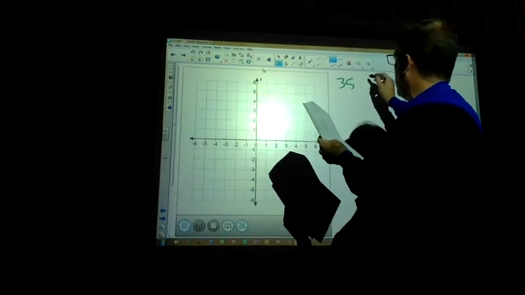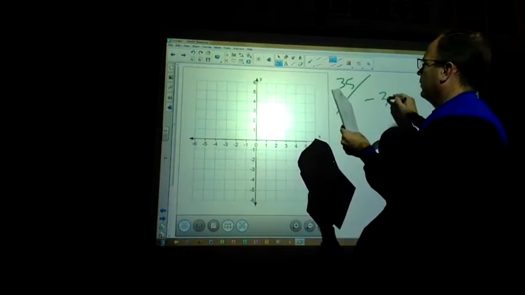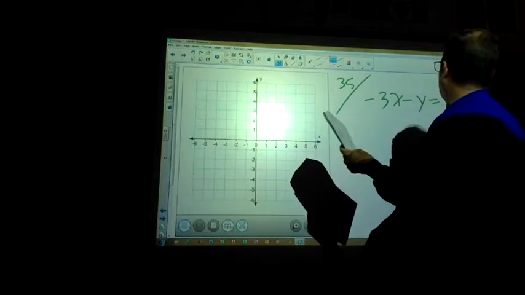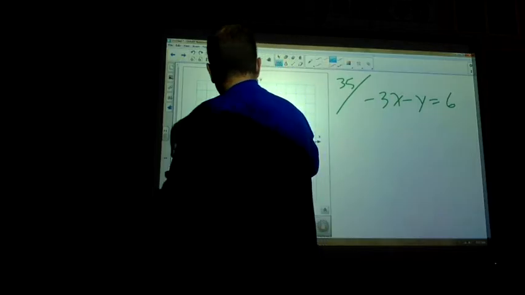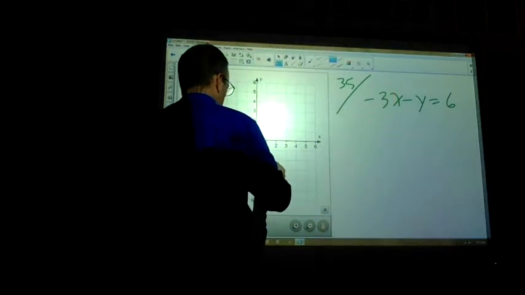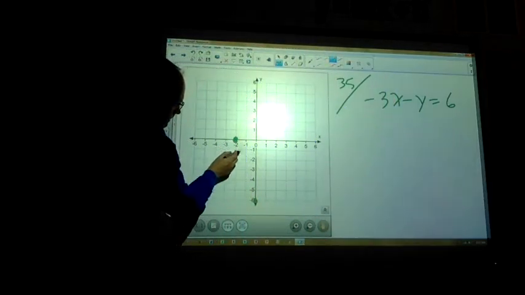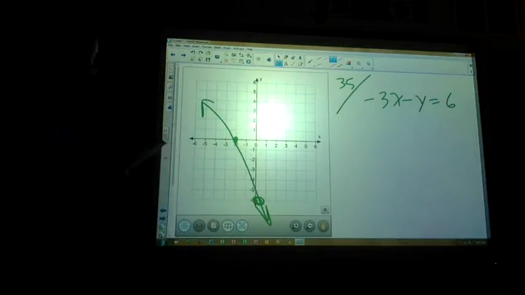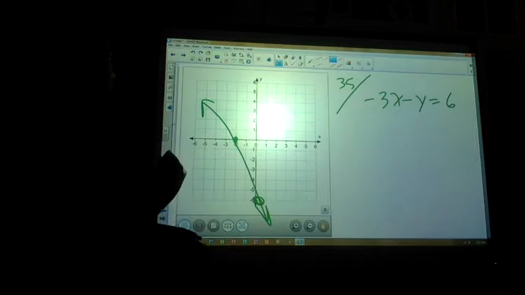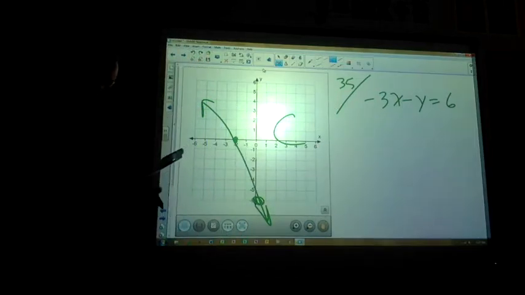They want us to graph negative 3x minus y equals 6. Cover method, x equals negative 2. Cover method, y equals negative 6. Make sure it crosses there. And that looks like letter C. Cool.